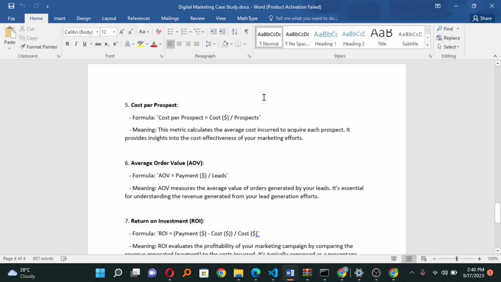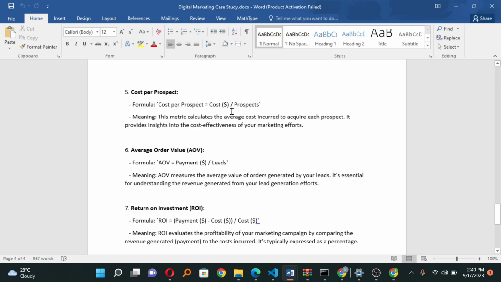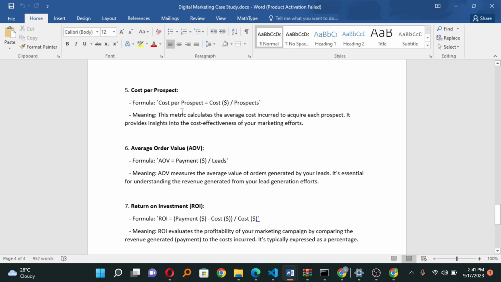So now we will see the cost per prospect. Cost per prospect is also a simple formula, that is cost divided by prospects. The meaning of this formula is that it calculates the average cost incurred to acquire each prospect. It provides insight into the cost effectiveness of our marketing efforts.